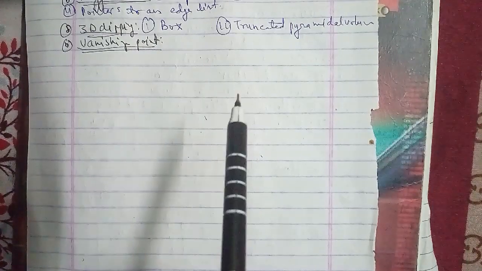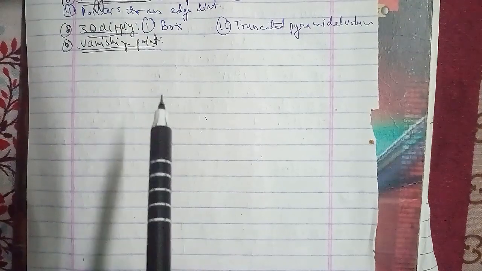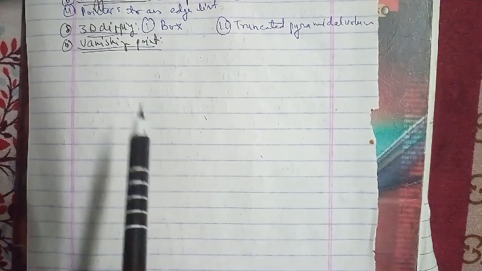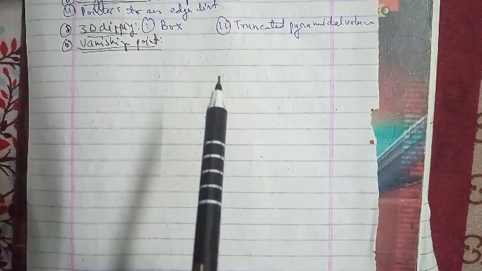The other question is: to establish the viewing coordinate reference frame, a world coordinate position is picked called dash. The answer is a view reference point.